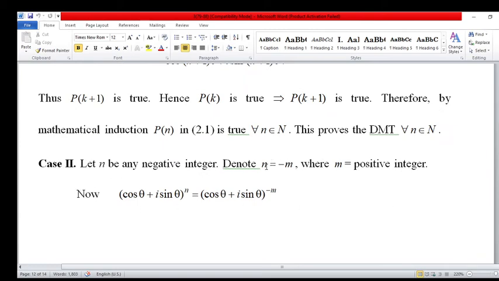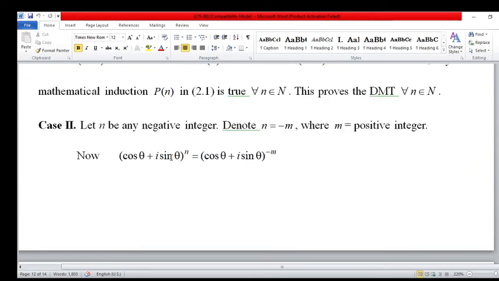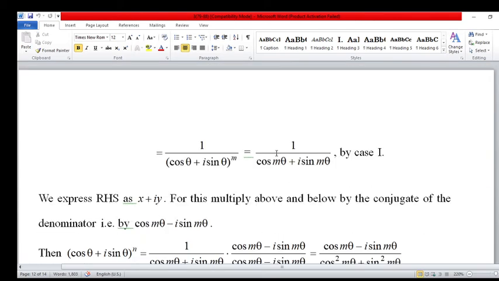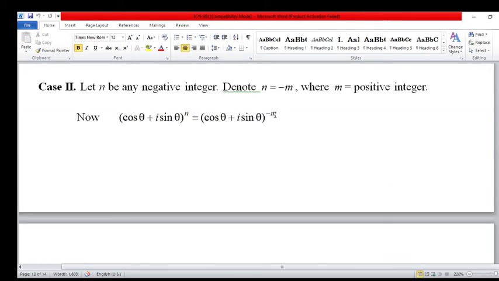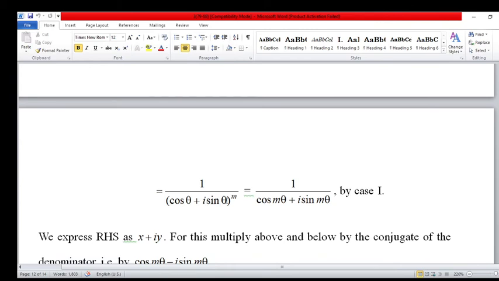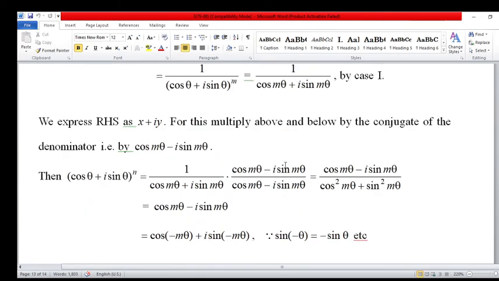n is negative means n is equal to minus m, where m is positive. So (cos theta plus i sin theta) raised to the power n, and here put n equal to minus m. Now minus m means 1 upon (cos theta plus i sin theta) raised to the power m, and we obtain this part. Now the rationalization method, which is already explained in 9th class. So this is the rationalization: 1 upon (cos m theta plus i sin m theta) into (cos m theta minus i sin m theta) upon (cos m theta minus i sin m theta).